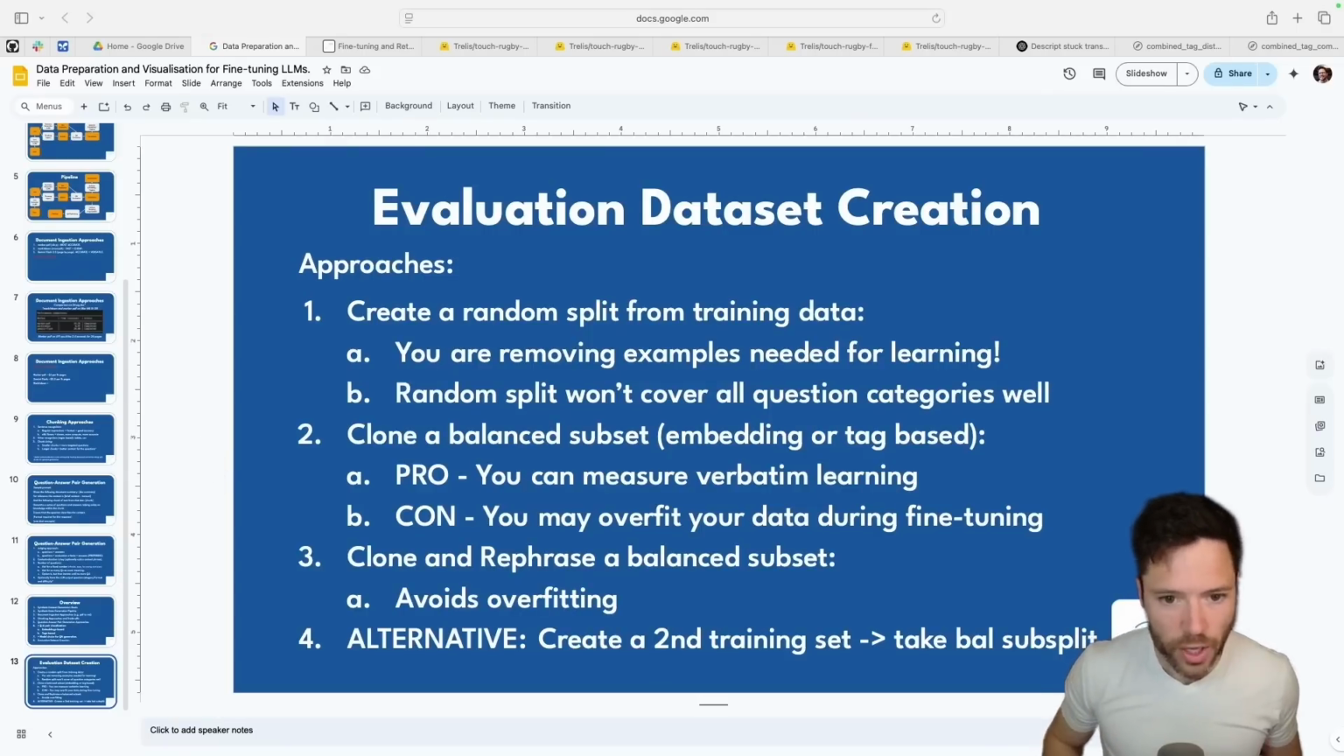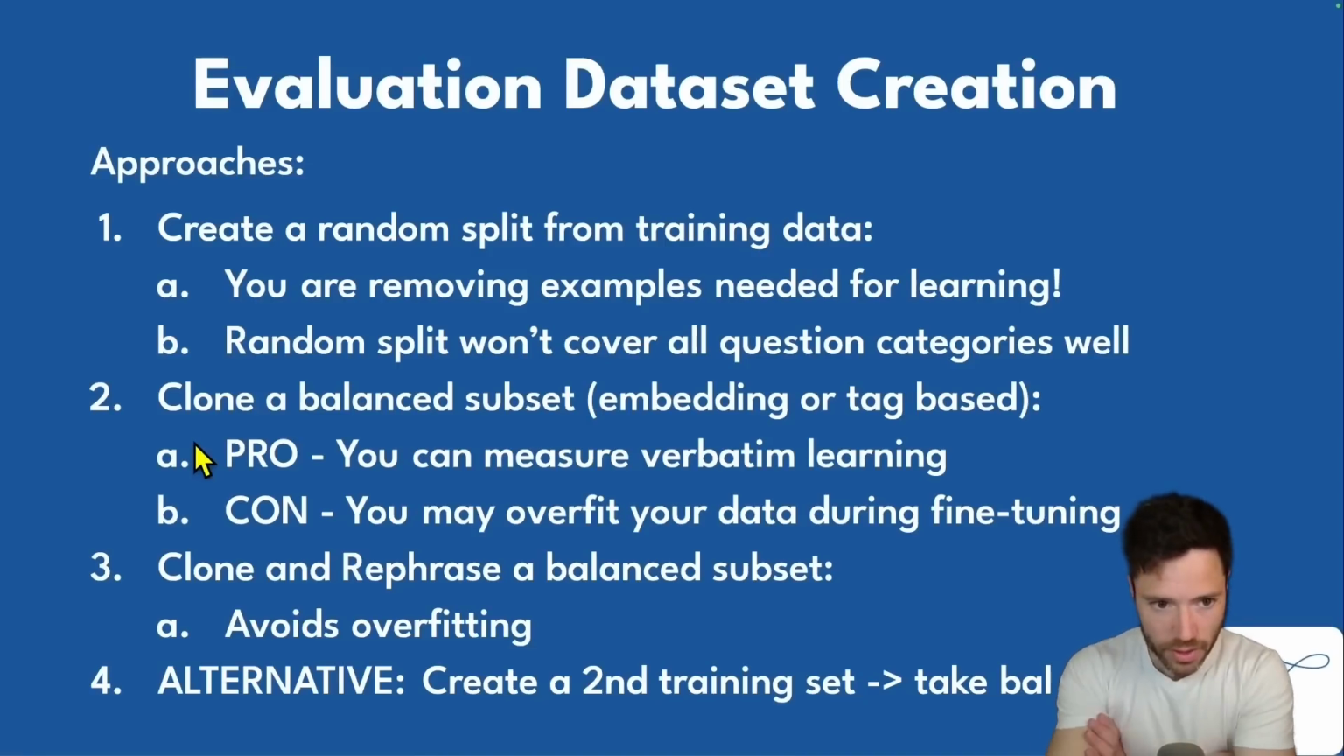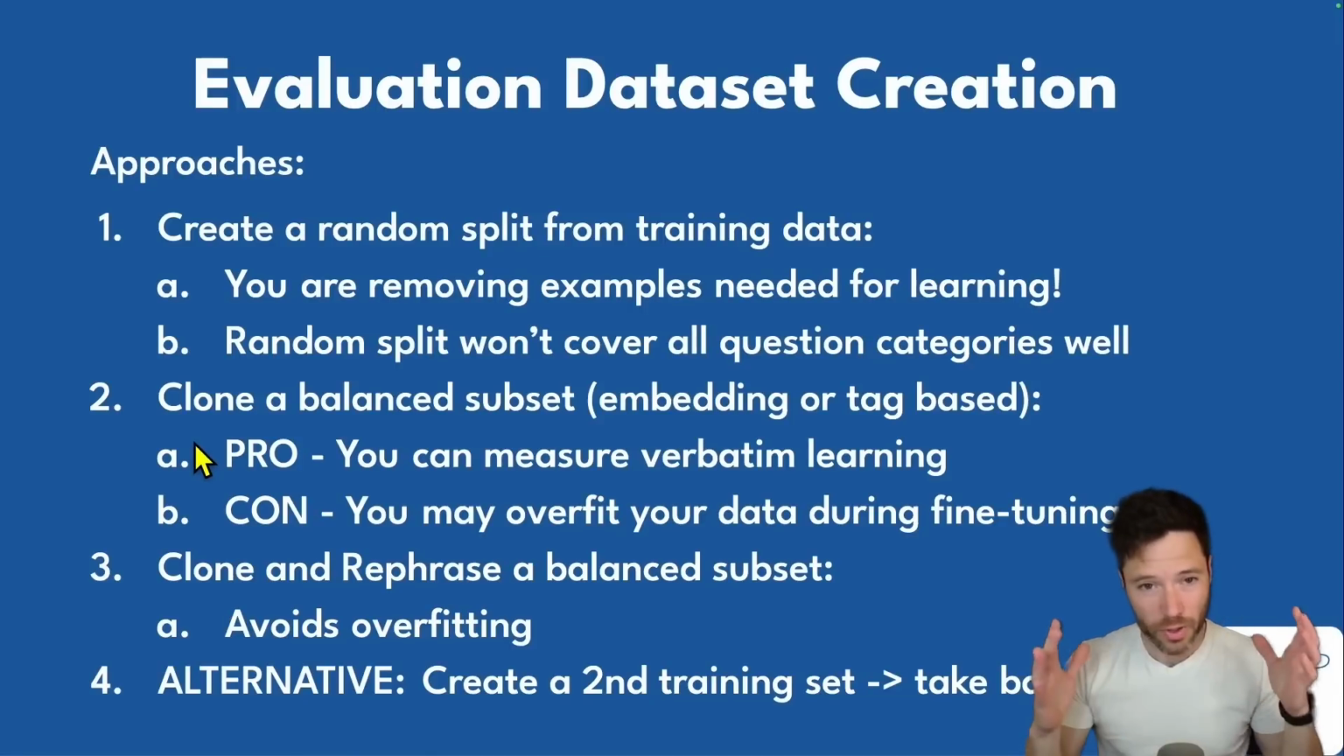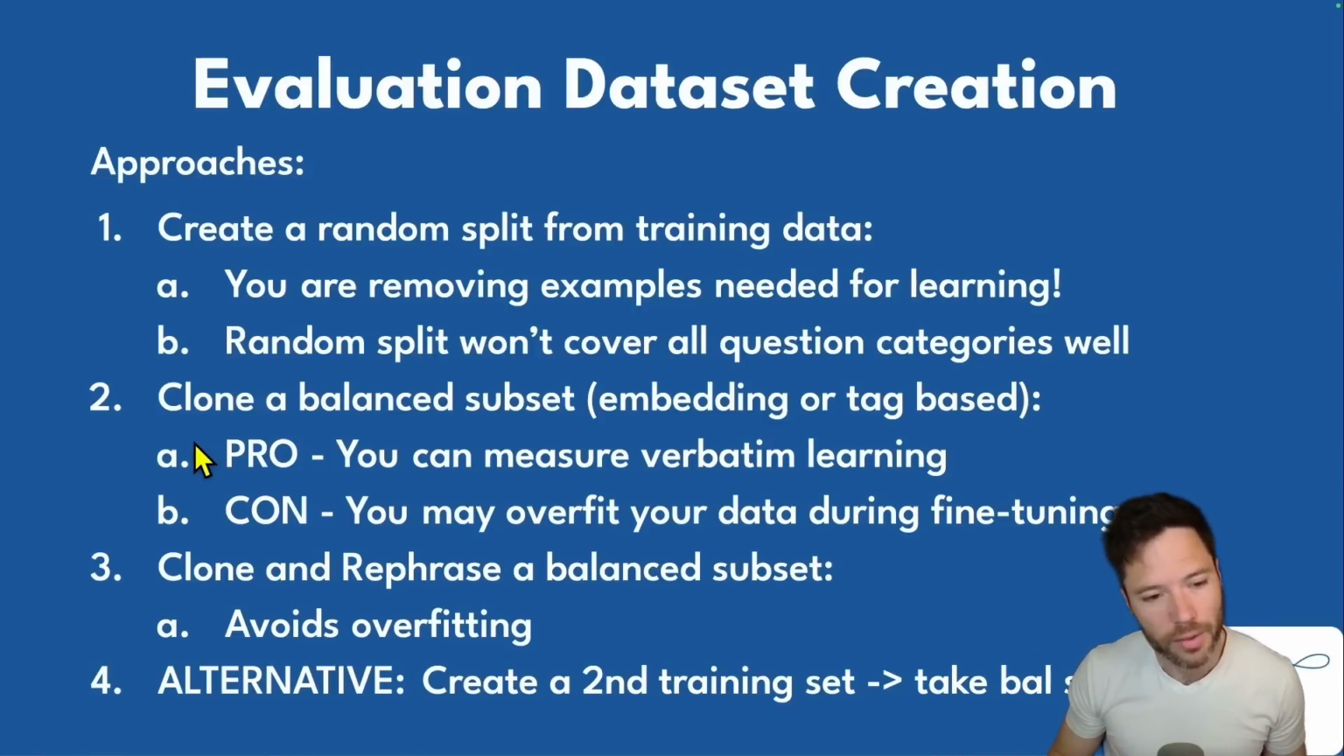The first is to create a random split from training data. And this is the typical way that people generate eval splits. It's often what I recommend as well, but it does have some drawbacks. And the key drawback is that if you remove examples in the training set that was aiming to cover a comprehensive set of data, you are going to remove data that you really want for training. And that's a problem because you're creating holes in the training set.